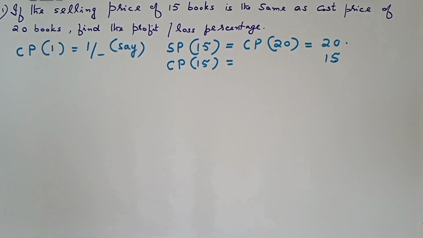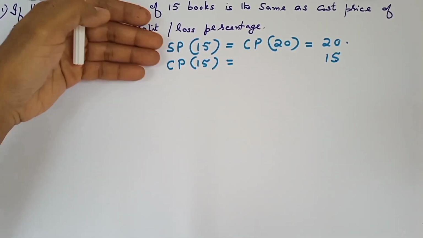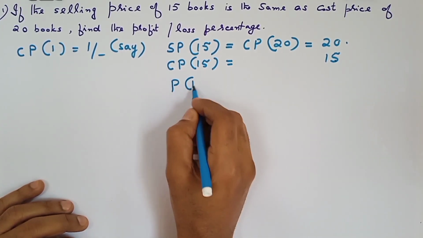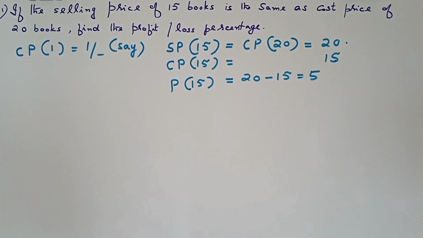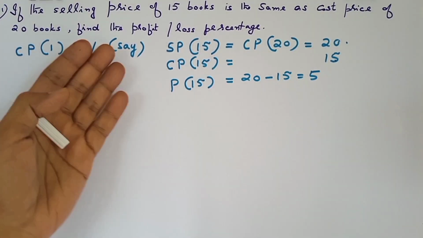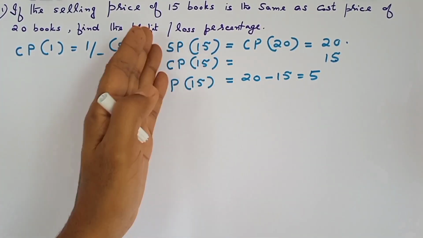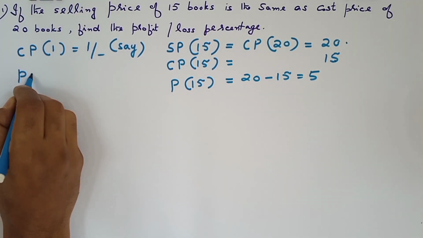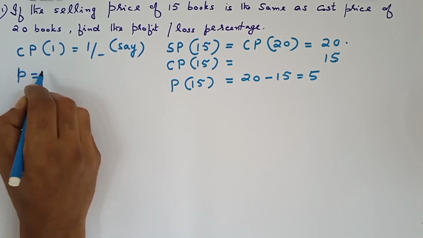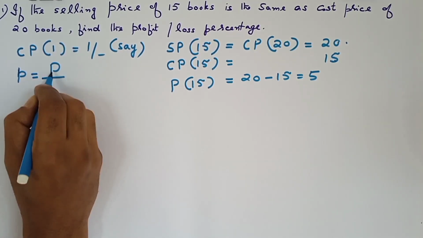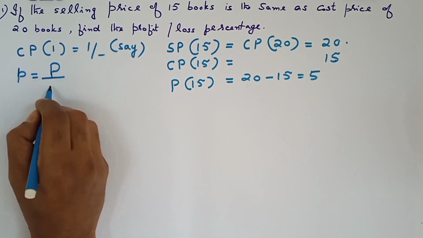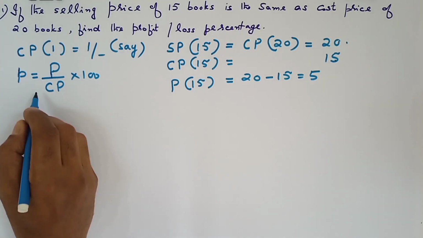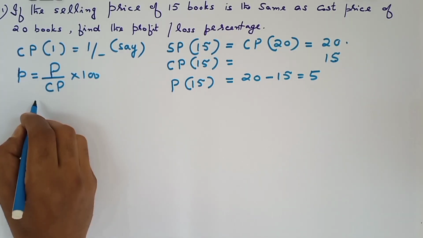as per this assumption. Now we've got the cost price and selling price of the same number of books, so we can immediately find out profit of 15 books. Now what is the question about? So it's a case of profit, so let's find out profit percentage. Profit percentage, as I have shown to you before, is denoted by small p, and you take the absolute profit divided by CP into 100.